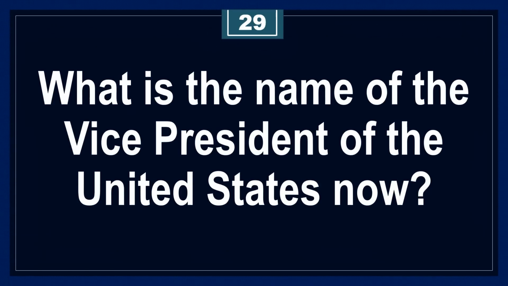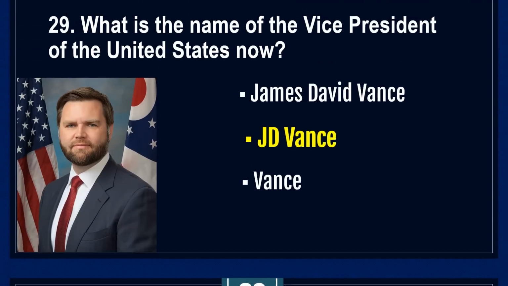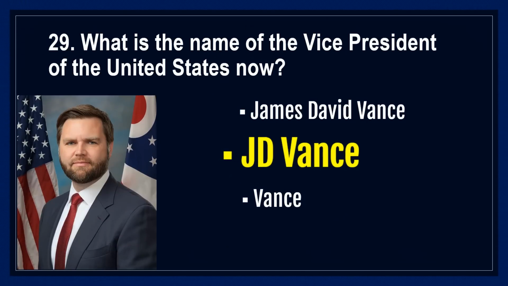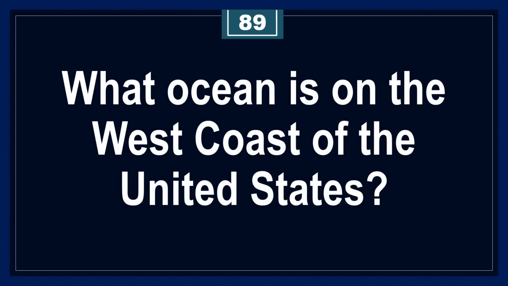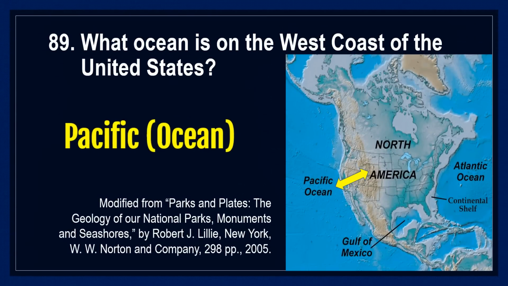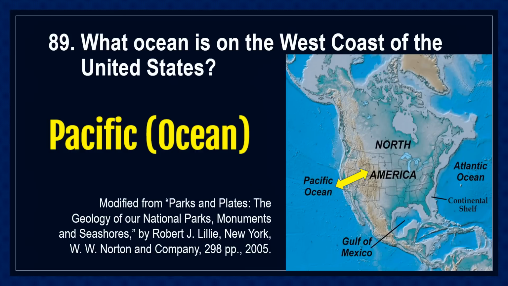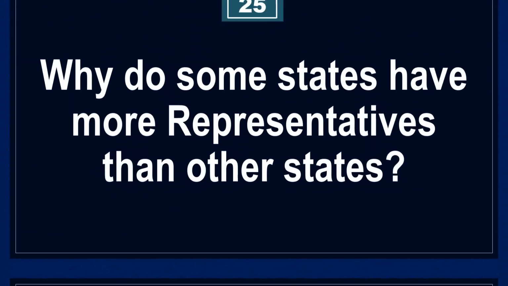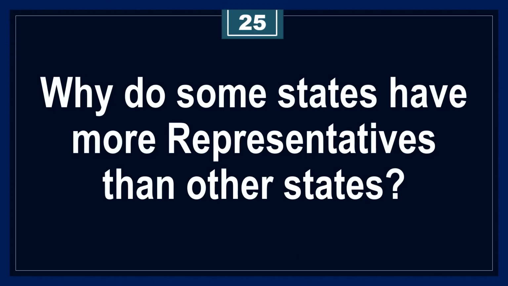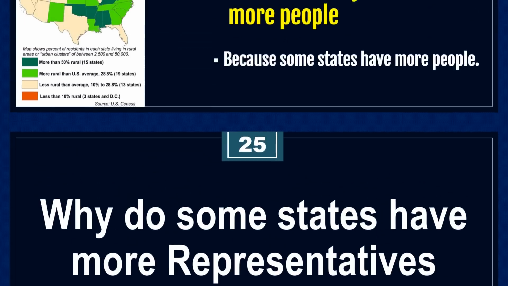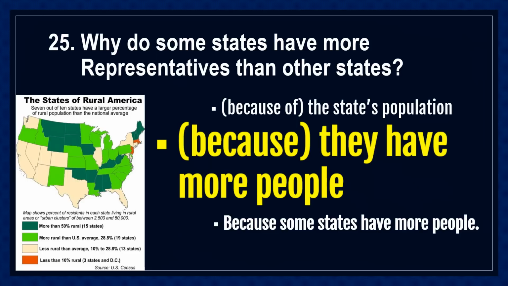What is the name of the Vice President of the United States now? J.D. Vance. What ocean is on the west coast of the United States? Pacific Ocean. Why do some states have more representatives than other states? Because they have more people.